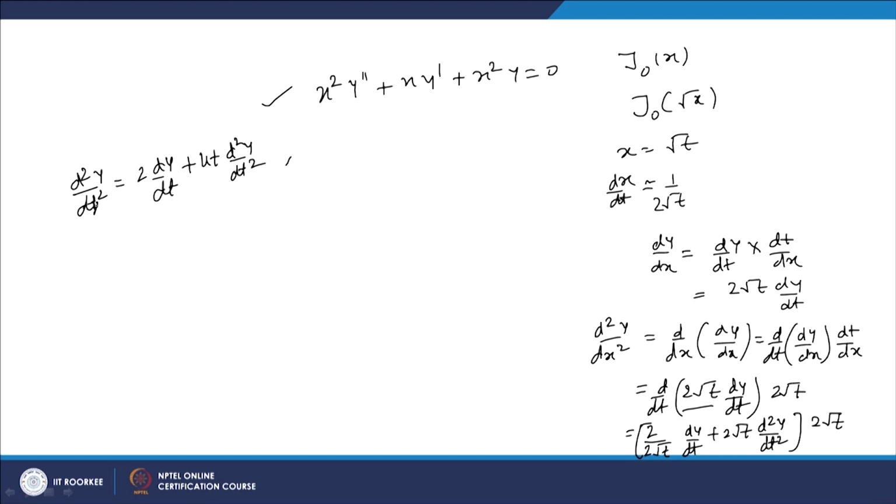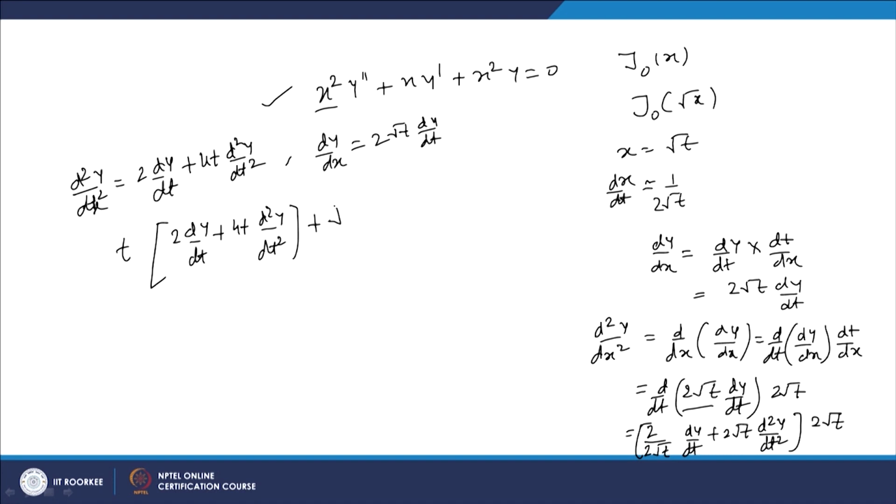So, this is d2y by dx square, and dy by dx we already have as 2 root t dy by dt. Let us use this value, since x square is t only. So, it is 2 dy by dt plus 4 t d2y by dt square, plus x is our root t times dy by dx, which is 2 root t dy by dt, plus x square again t times y, equal to 0.